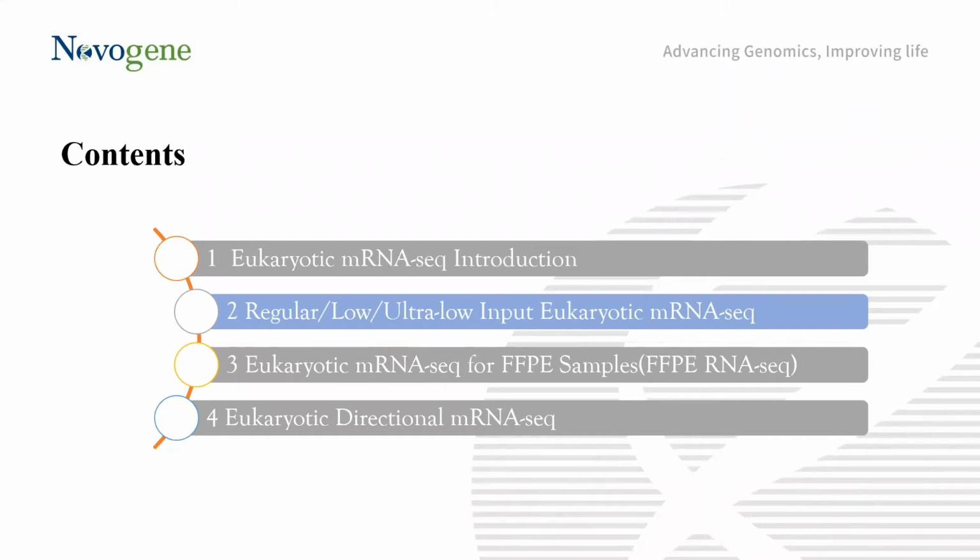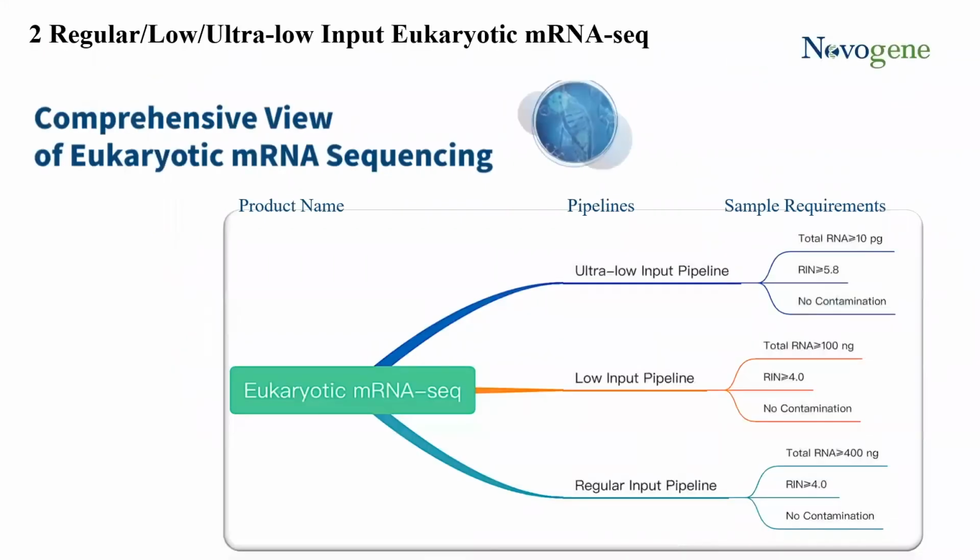Okay, the second part of this presentation is basically going to be on regular, low, and ultra-low input eukaryotic mRNA sequencing. Shall we? So to kick this off, I would like to go over with you the different requirements that each of these pipelines have. For the ultra-low input, we need at least 10 picograms of total RNA with an RNA integrity number of at least 5.8. For the low input pipeline, we need at least 100 nanograms of total RNA with a RIN number of at least 4. And for the regular pipeline, we need at least 400 nanograms of total RNA with a RIN of 4.